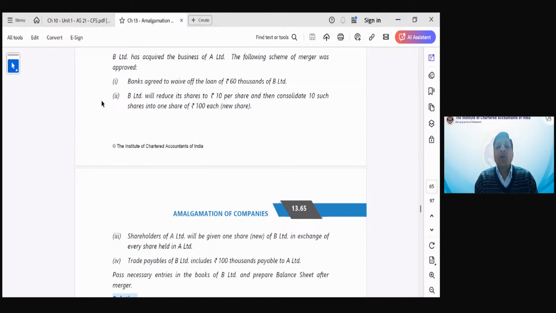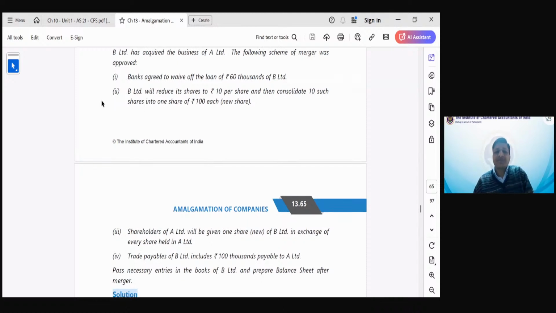Bank agreed to waive off loan of 60,000 of B. I think this was a point of confusion for you. Why was there a waiver on loan of B? How does it matter? There could be some problem in the business of B as well. So is that a problem? No. B Limited will reduce its shares to rupees 10 per share and then consolidate rupees 10 shares into rupees 100. No worries. In a way, the question is just trying to add some more adjustments. But principally, whatever accounting that you have discussed for amalgamation, will it change? The answer is no.